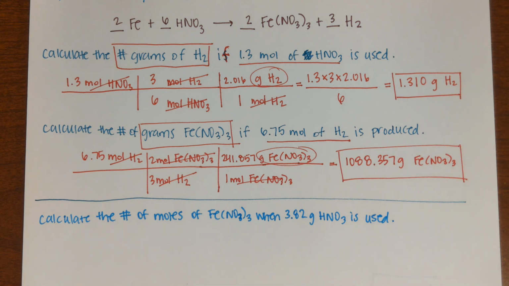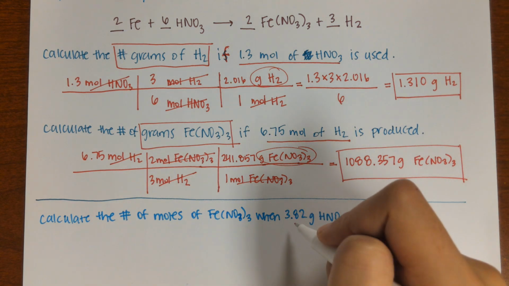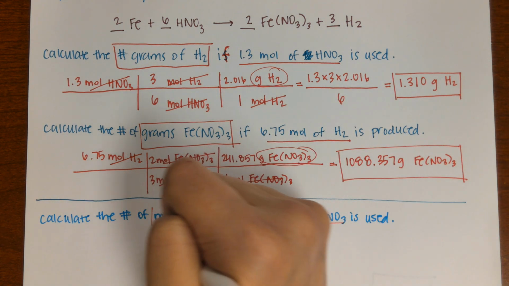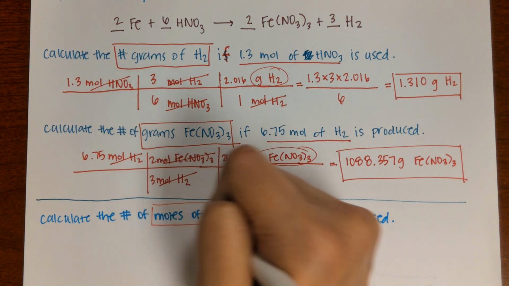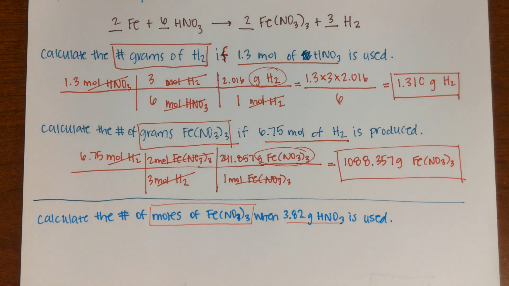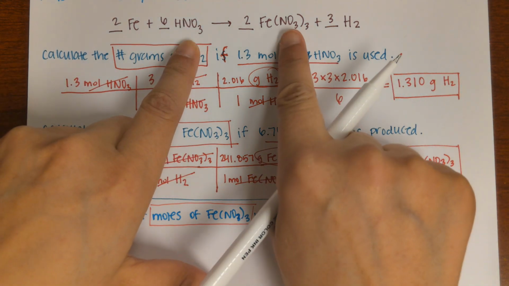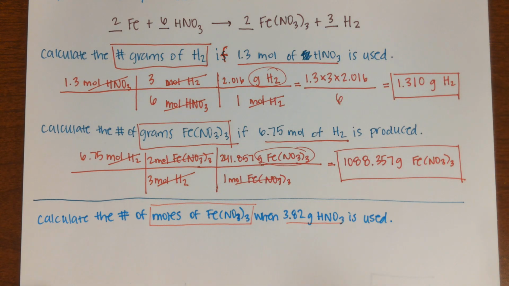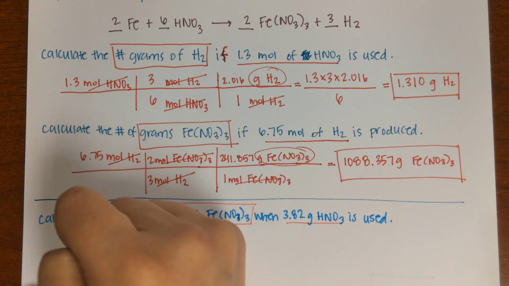Again, kind of highlight what we know from the question. We are given 3.82 grams of HNO3. We want moles of FeNO3. So, HNO3, FeNO3. These two are what we're looking at. Alright, start with what we know.